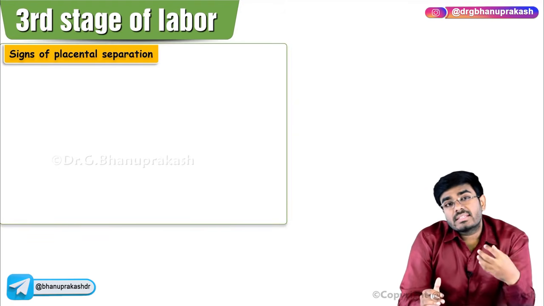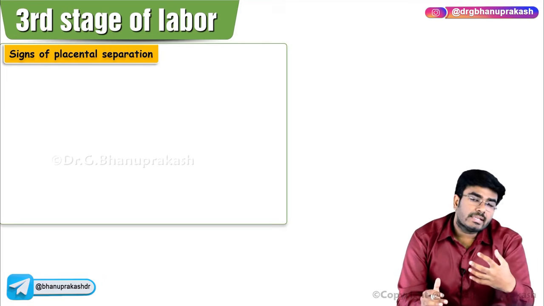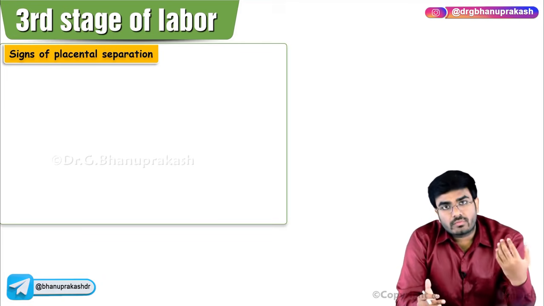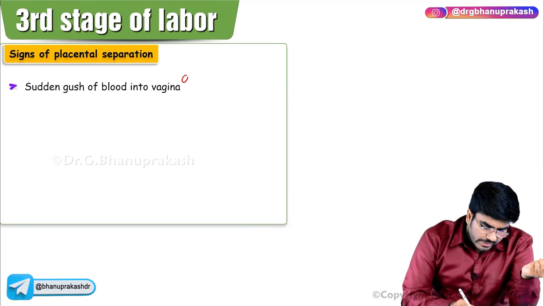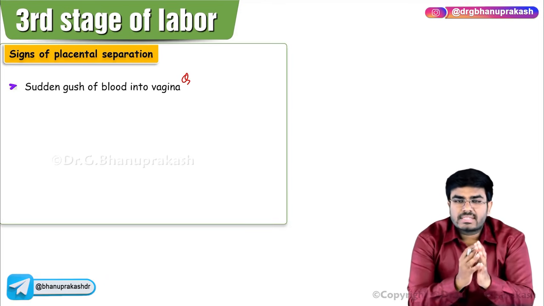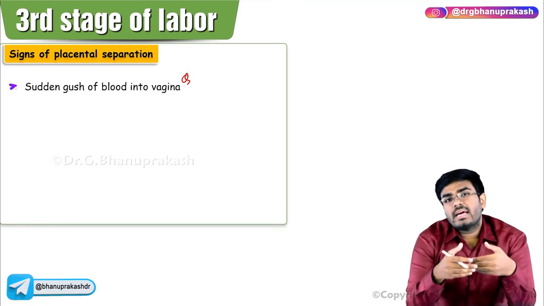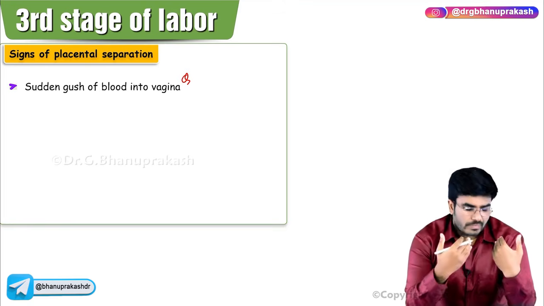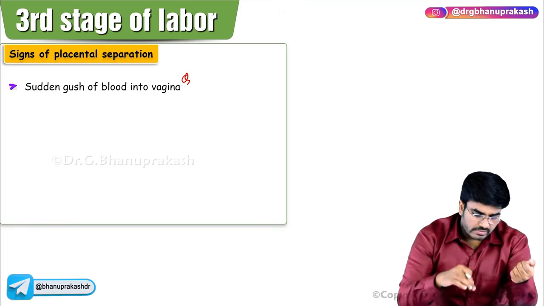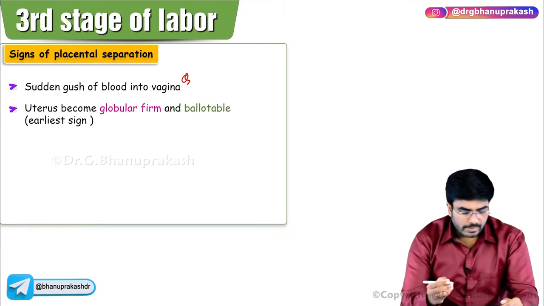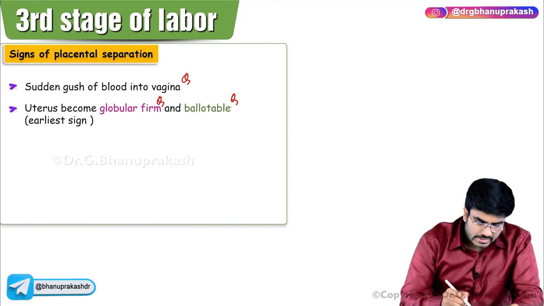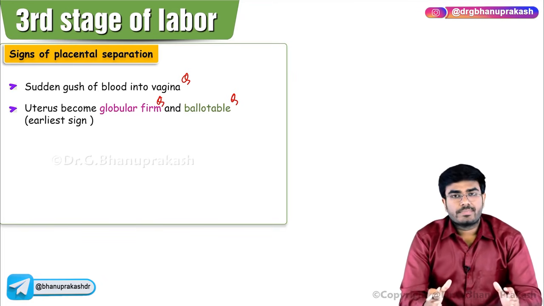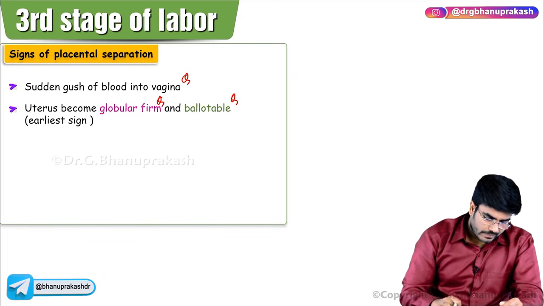Okay, there are certain signs with which we can know that placenta got separated from the uterine wall. Those signs include sudden gush of blood into the vagina. Once the placenta separates, there will be bleeding, and that bleeding will be coming out of the vagina. That's one sign. The uterus becomes globular, firm and palpable. These are the signs which you can see, and a palpable uterus is the earliest sign.